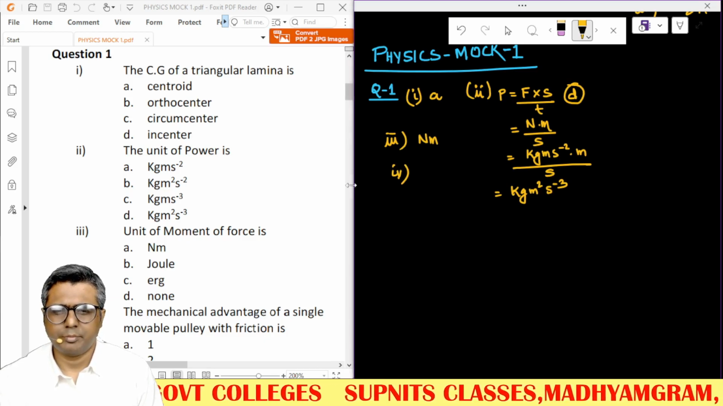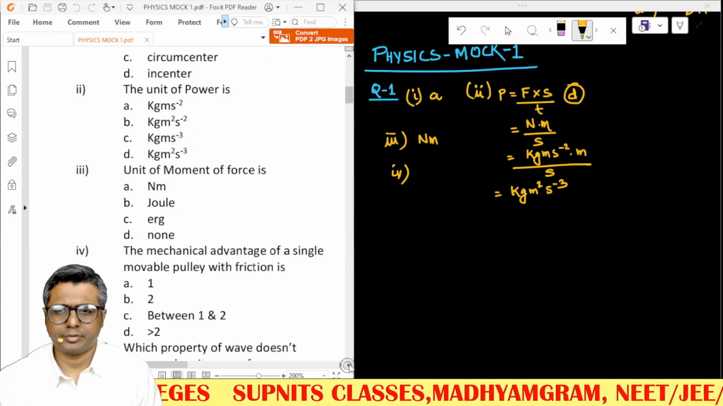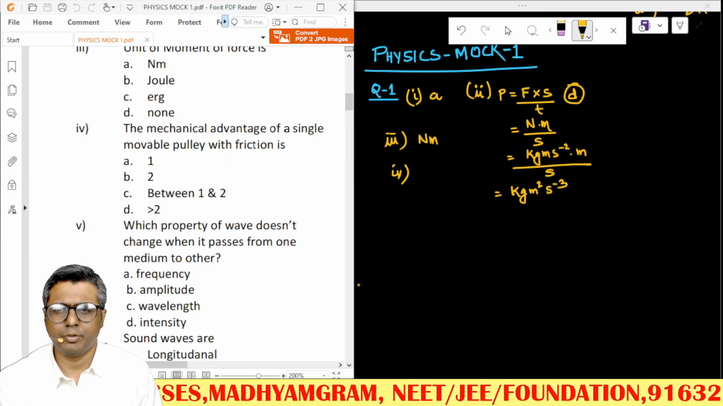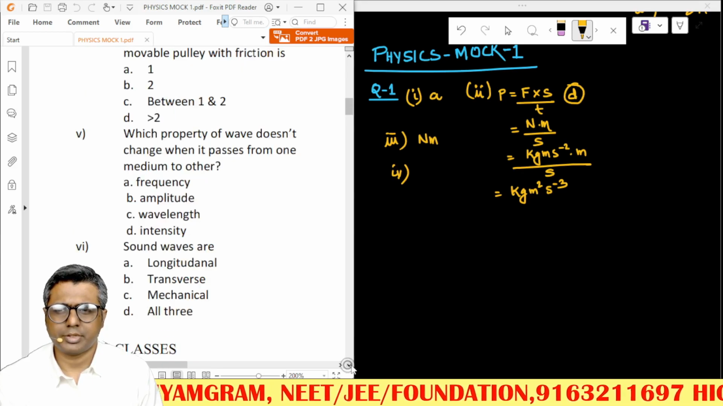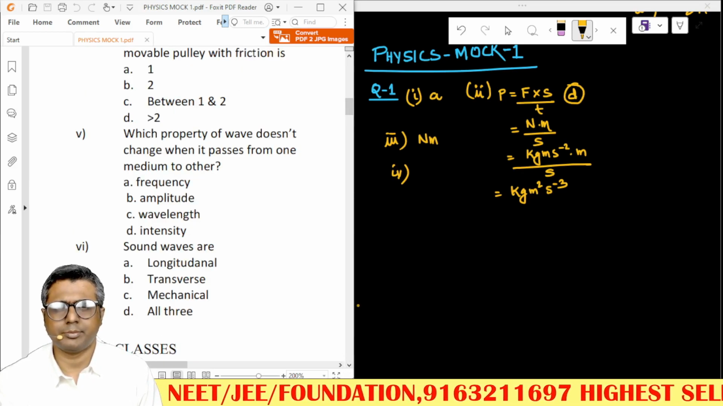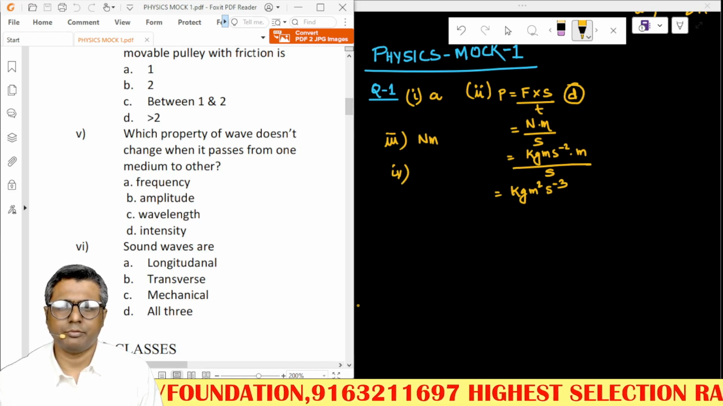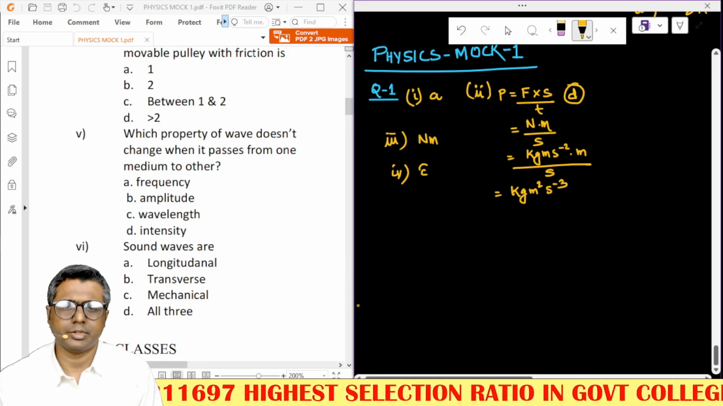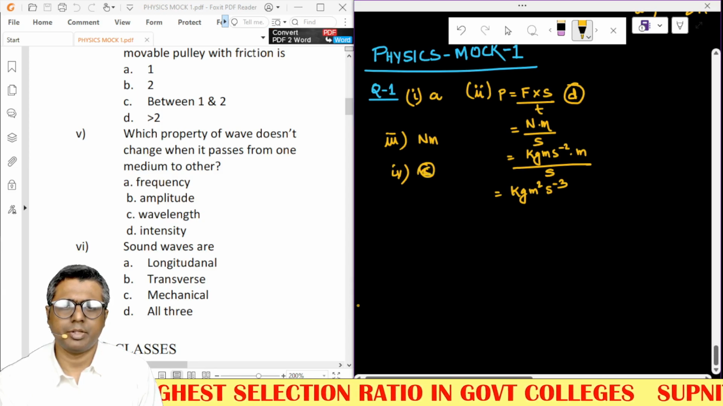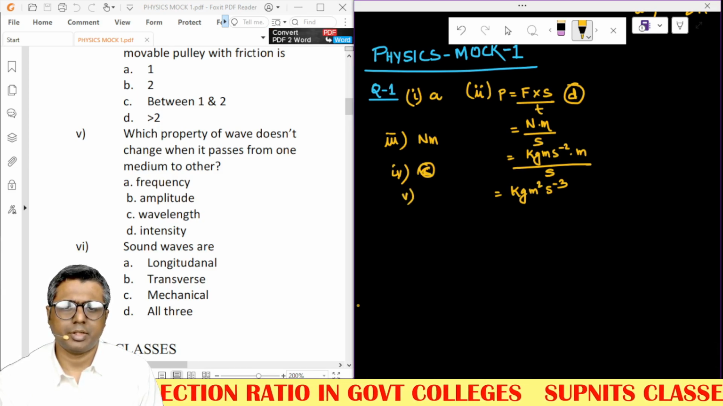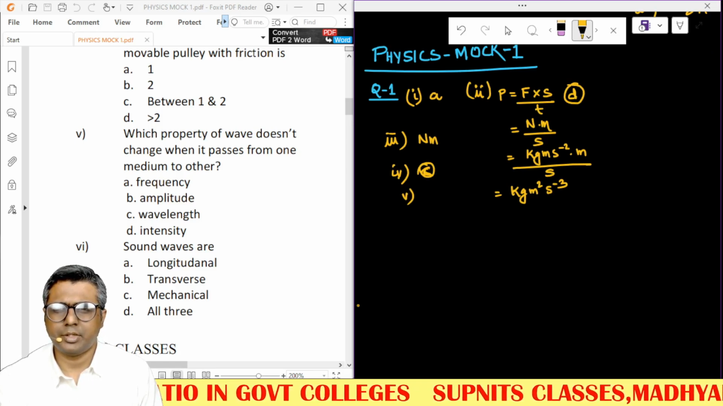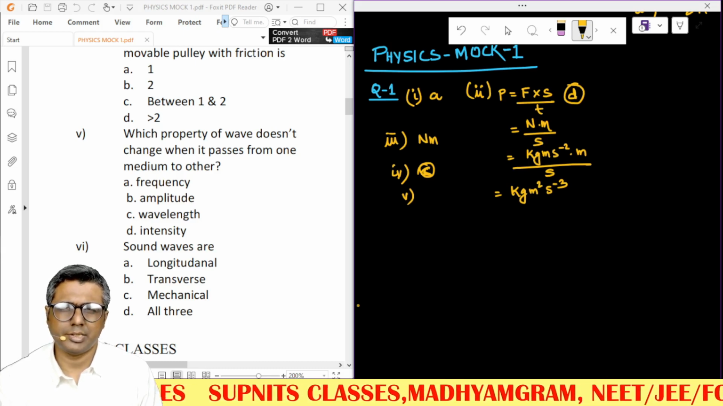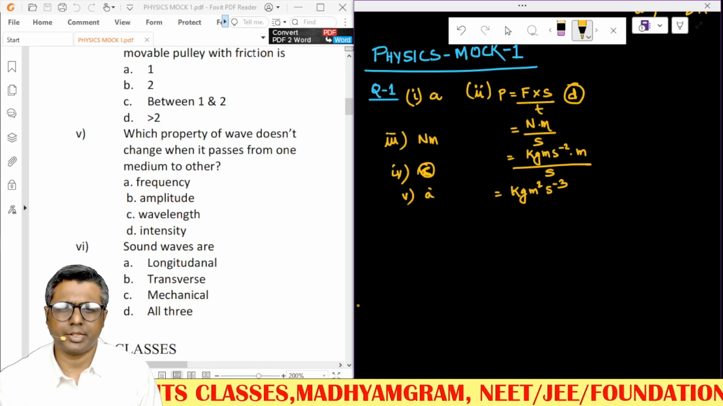Number 4, mechanical advantage of single movable pulley with friction. See, normally a single movable pulley has a mechanical advantage of 2. However, with friction it will be between 1 and 2. So this will be option C. Number 5, which property of the wave doesn't change when it passes from one medium to another? Very easy question. Frequency. Option A.